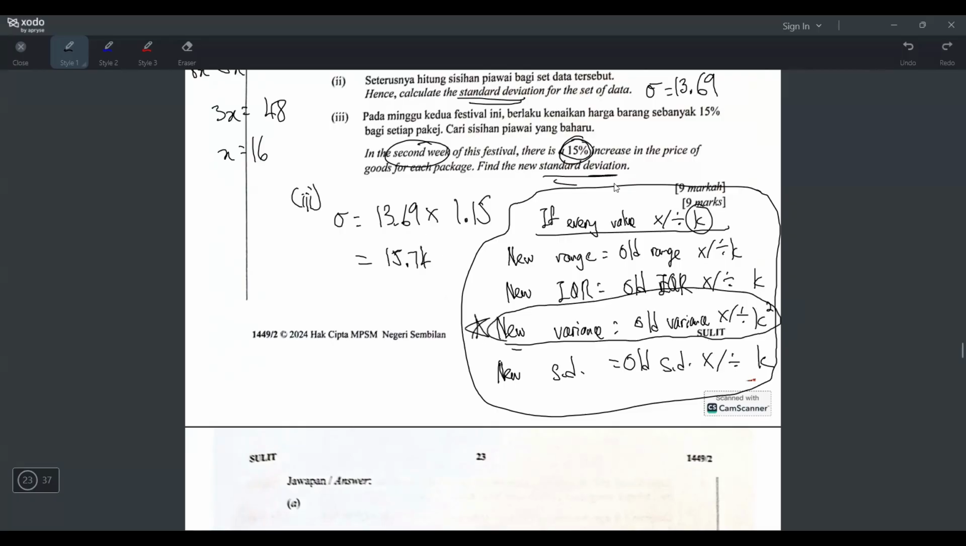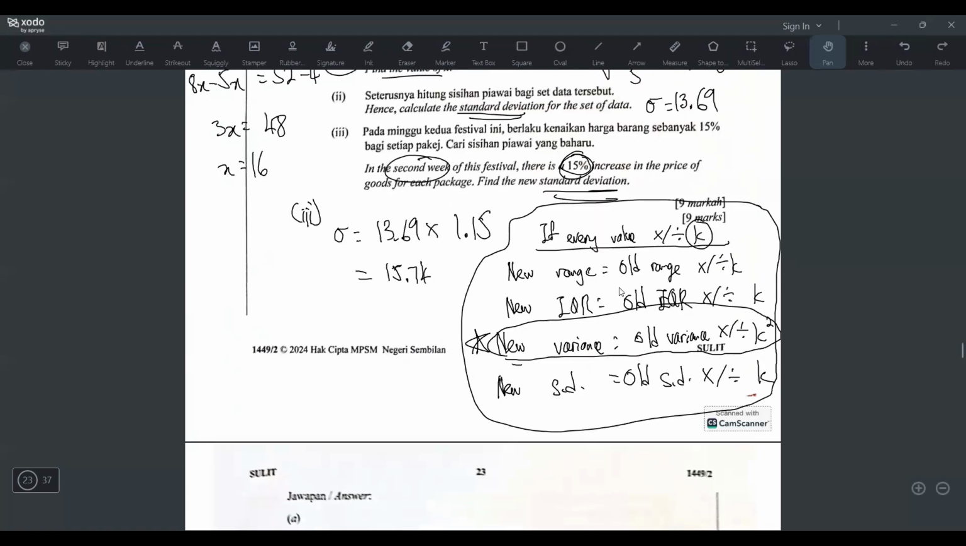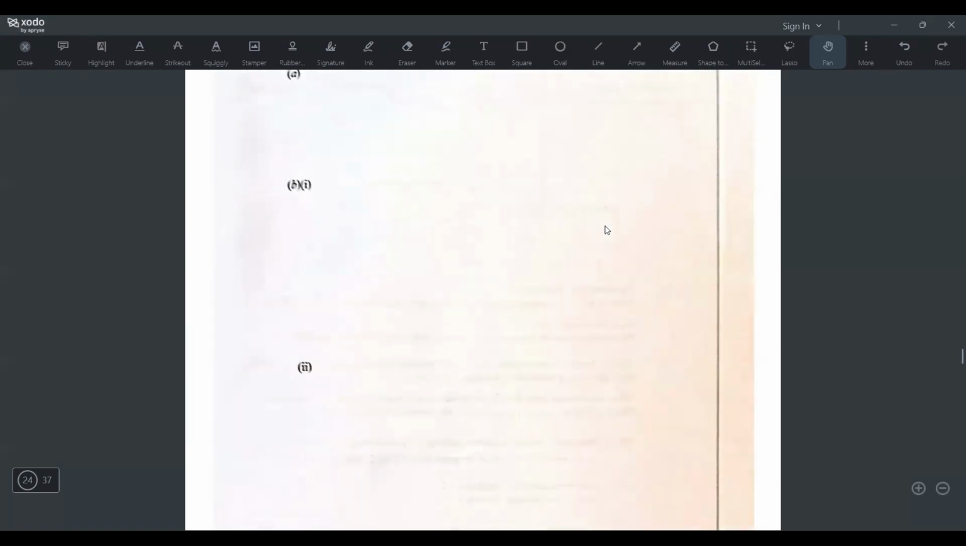But this question asks for standard deviation. That's why you can just take the old standard deviation, 13.69, times with the k, 1.15, right? Because every value is times 1.15. I hope you understand, right? So this is my notes, just a note for you. Okay, that's all.